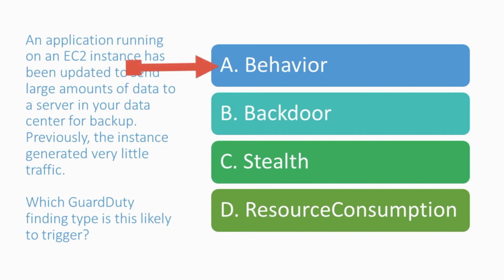Because the behavior finding type is triggered by an instance sending abnormally large amounts of data or communicating on a protocol and port that it typically doesn't. The backdoor finding type indicates that an instance has resolved a DNS name associated with a command and control server or is communicating on TCP port 25. The stealth finding type is triggered by weakening password policies or modifying a CloudTrail configuration. The resource consumption finding type is triggered when an IAM user launches an EC2 instance when they've never done so.